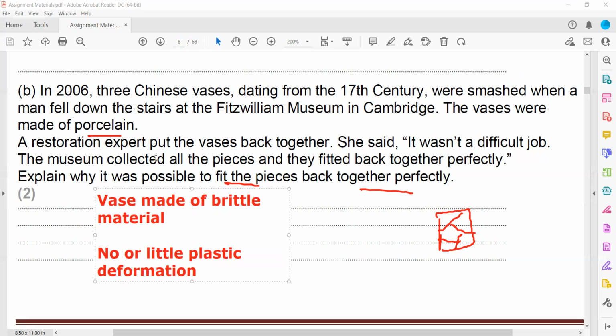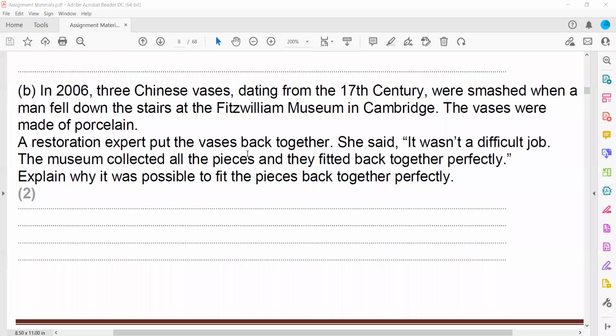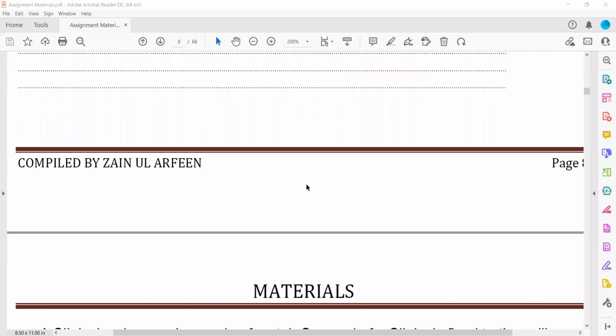So we can fix the pieces or combine the pieces together like a jigsaw puzzle. The same thing happens as it does not undergo a deformation. Otherwise, if it undergoes a deformation, then it will be a difficult thing to perfectly put them together.